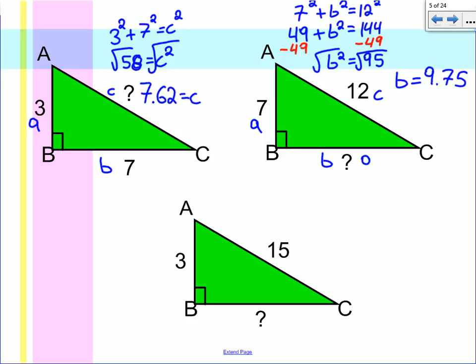I won't give you a second formula. I think you guys are all capable of that. That's not asking a lot. Go ahead, do this third triangle on your own. I'll put my answer on the board.